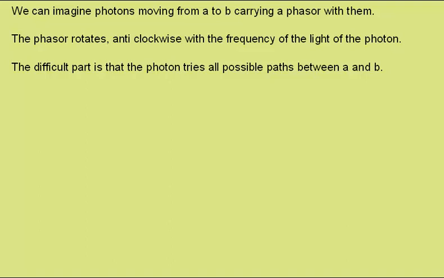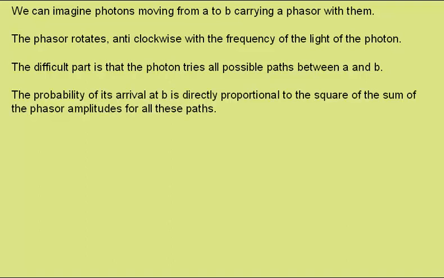Don't expect this to make sense, it doesn't. But it does allow us to make predictions, and it does match observations. The probability of the photon's arrival at B is directly proportional to the square of the sum of the phasor amplitudes for all these paths. More about this in a moment.